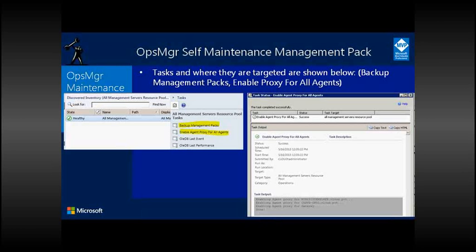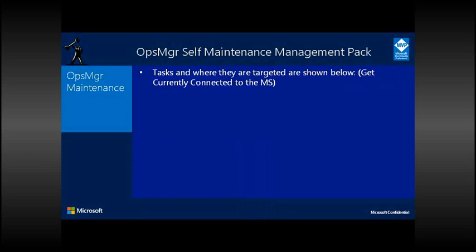So you can see on the right-hand side of the screenshot, I just ran the enable agent proxy for all agents task, and it went through and detected which systems in my environment did not currently have proxy enabled, and it configured that. And I will explain more about agent proxy and why it matters on the next slide, but I want you to see how he targeted it.